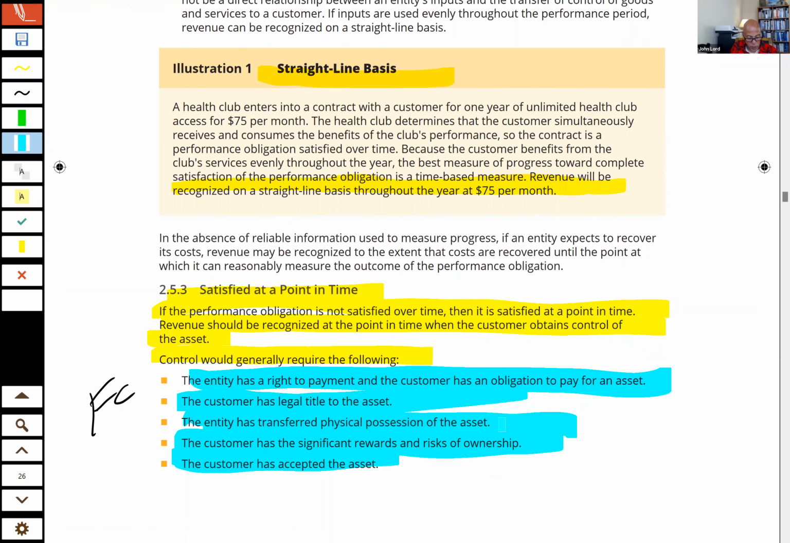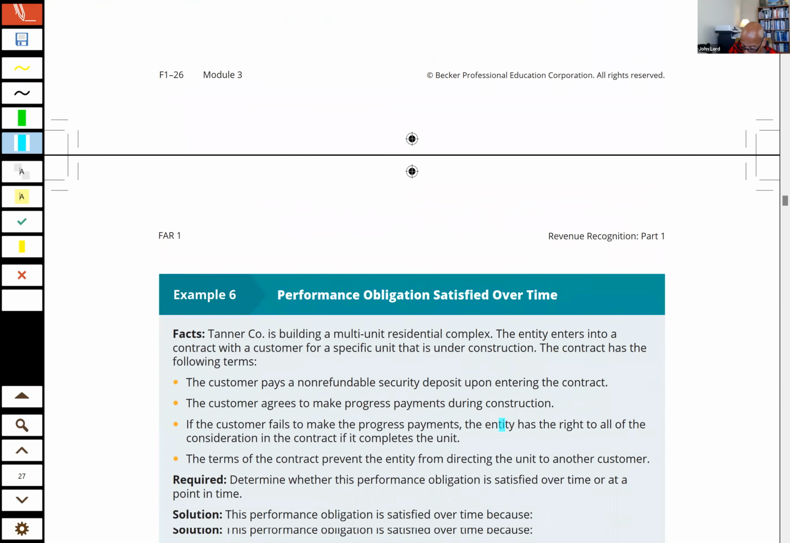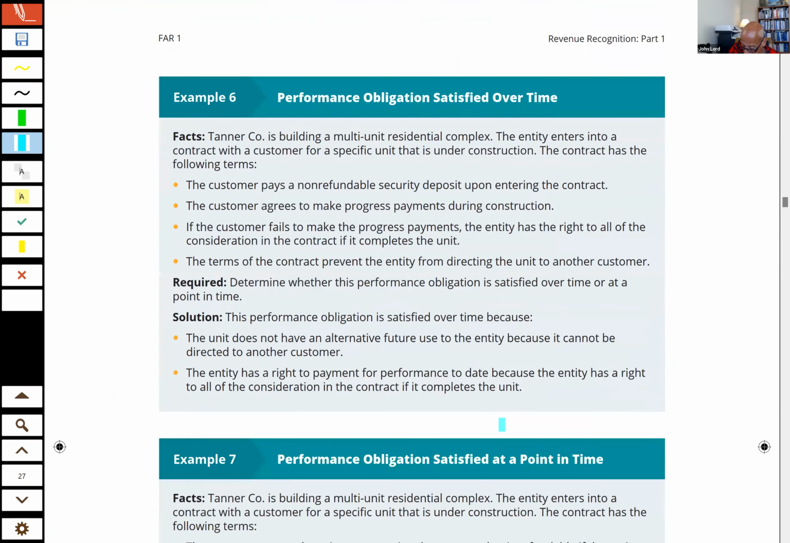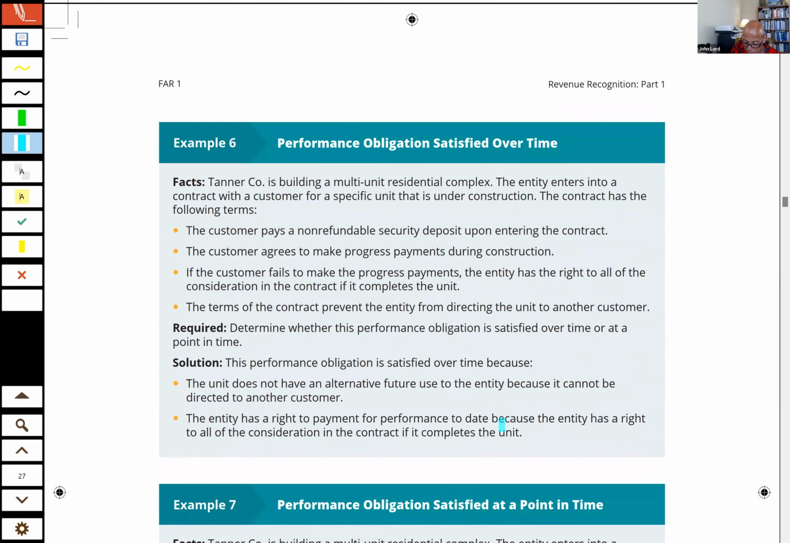Okay, good. Now let's take a look at this example where the performance can be satisfied over time versus a point in time. Remember, we're keeping those criteria in the back of our mind here. Tanner Company is building a multi-unit residential complex. The entity enters into a contract with a customer for a specific unit that is under construction. The contract has the following terms.